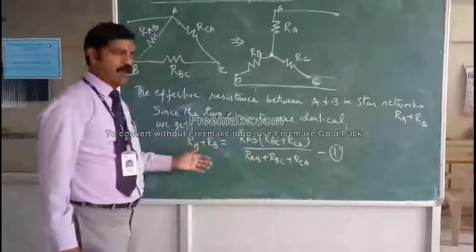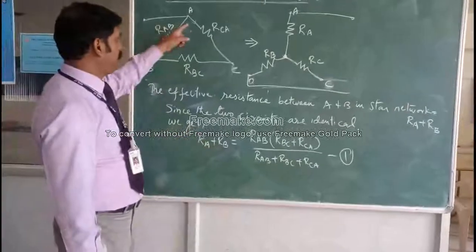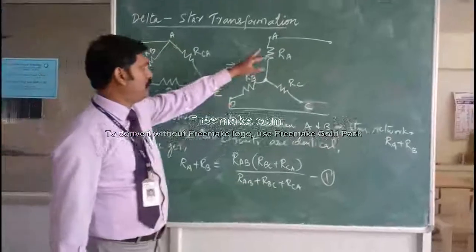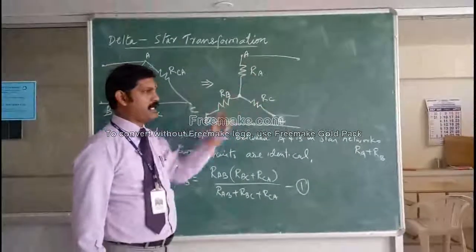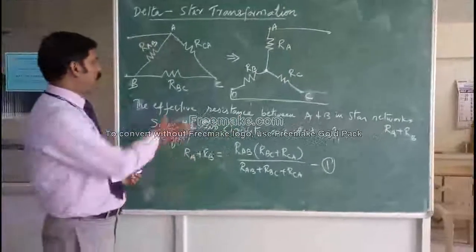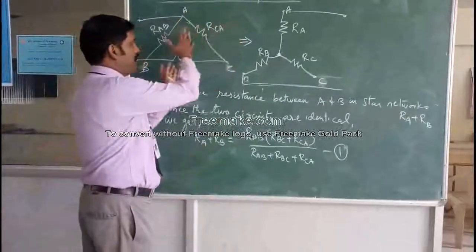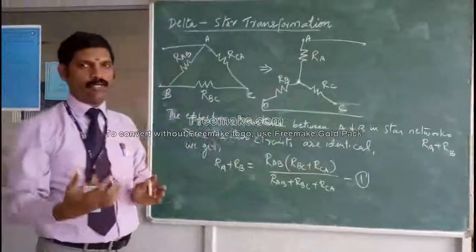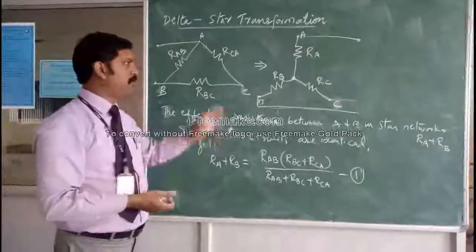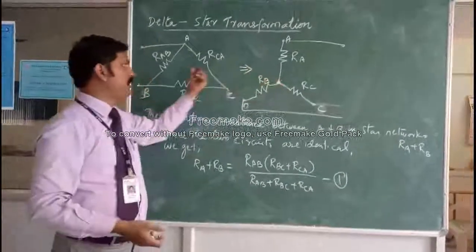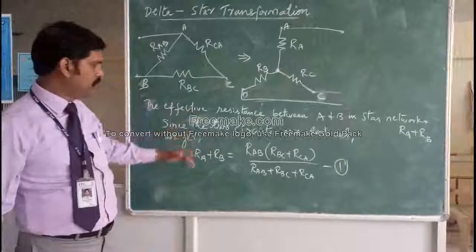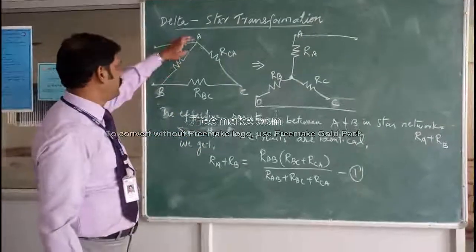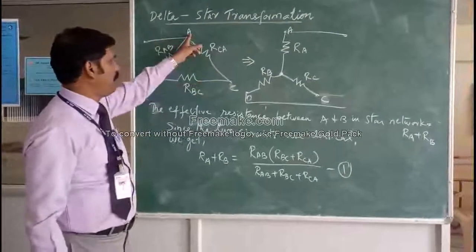Now, in the same fashion, we are going to find the effective resistance in delta connection between B and C. Similarly, we find it between B and C in star connection. That will give you one more equation. Similarly, we find the equation across A and C in delta as well as A and C in star. Then we get one more equation. So we are going to get three equations. By solving all those three equations, we will get the equivalent value of star resistance in terms of delta resistance. So we are going to write the same kind of equation between the terminals B and C, and A and C.